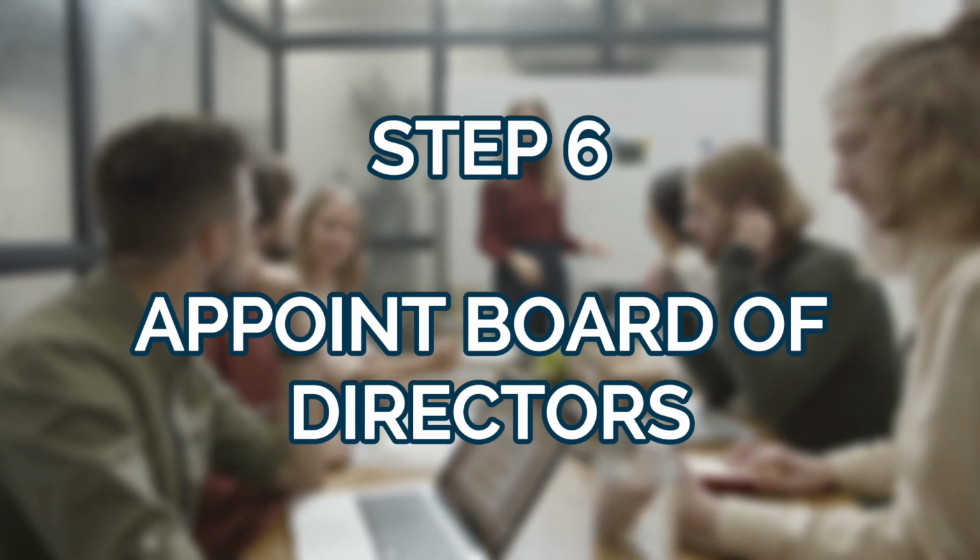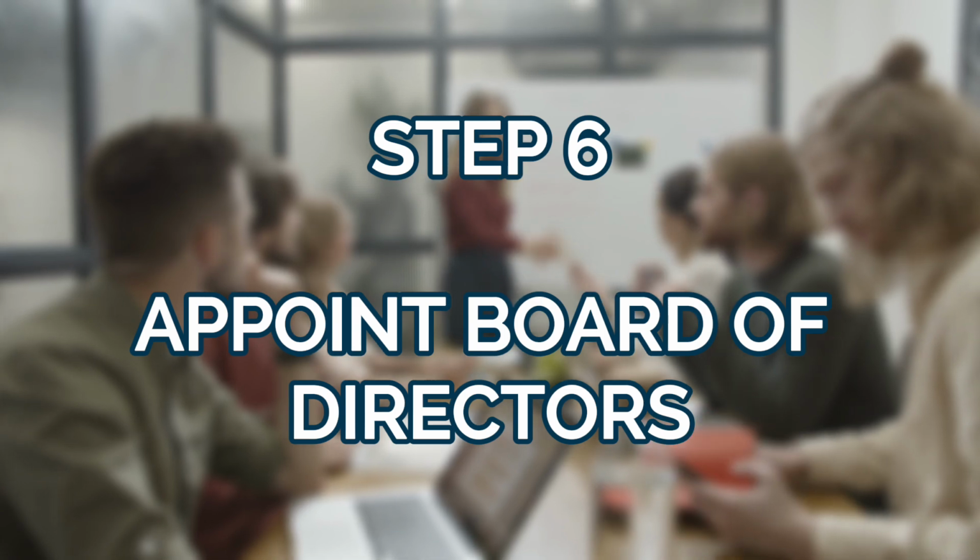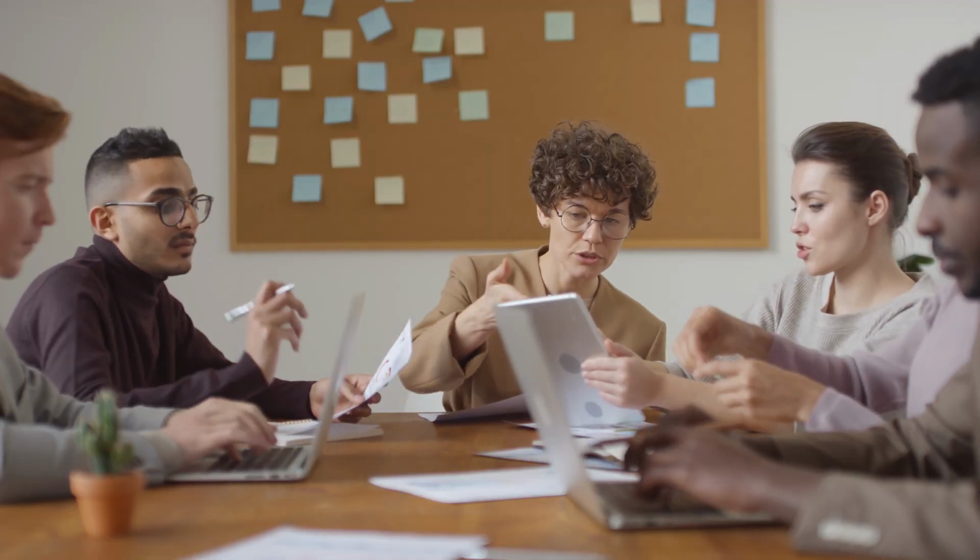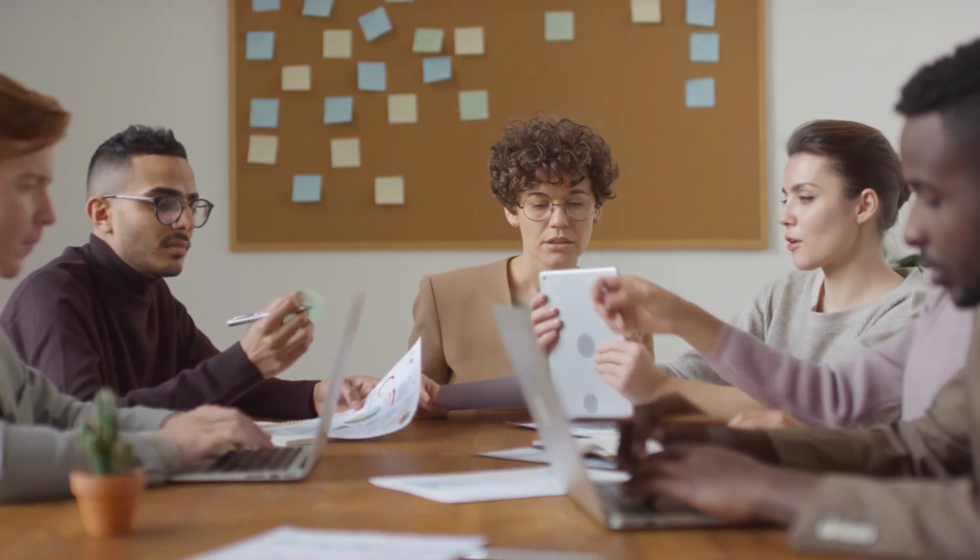Step 6 to forming a C-Corp is to select a board of directors. Directors play a crucial role in overseeing the corporation and making significant decisions. Initially, the incorporator or those involved in forming the corporation will appoint the directors. These initial directors typically serve until the first shareholder meeting, where shareholders elect a formal board of directors.